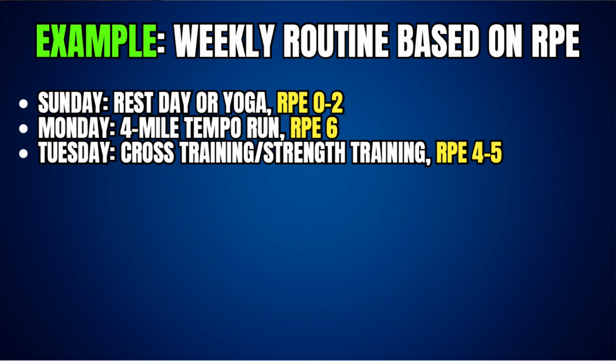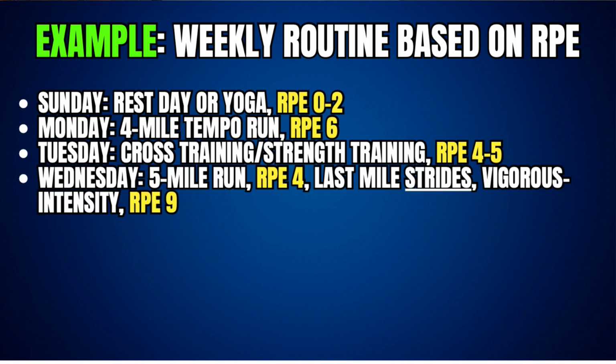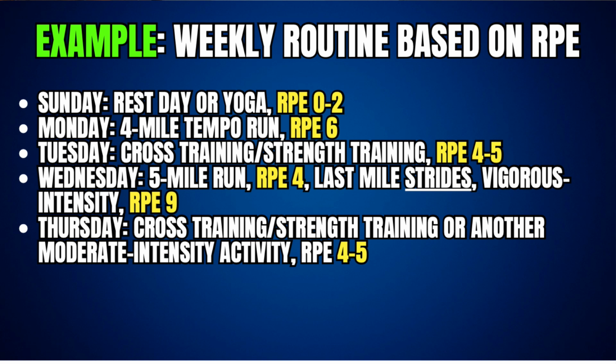Wednesday, 5-mile run, RPE 4. Or maybe you do some strides in the last miles and they're like crazy vigorous intensity. Maybe that's an RPE 9. Thursday, cross training, strength training. You kind of see where I'm going with that, right?